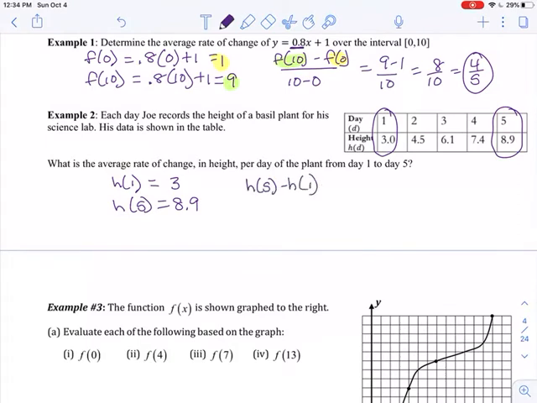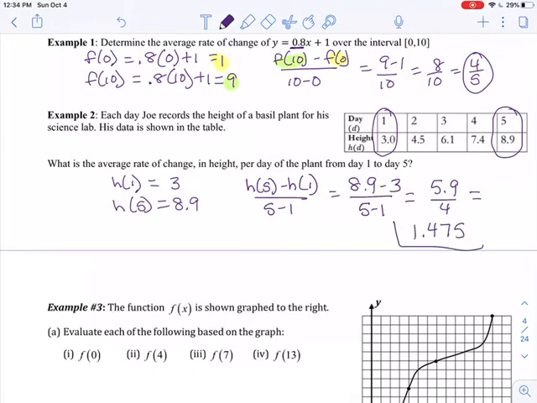So my average rate of change is going to be h of 5 minus h of 1 over 5 minus 1. Well, h of 5 is 8.9, h of 1 is 3, over 5 minus 1. So that gives me 5.9 over 4, which is 1.475. And that is my average rate of change. The average rate of change from day 1 to day 5 is 1.475.